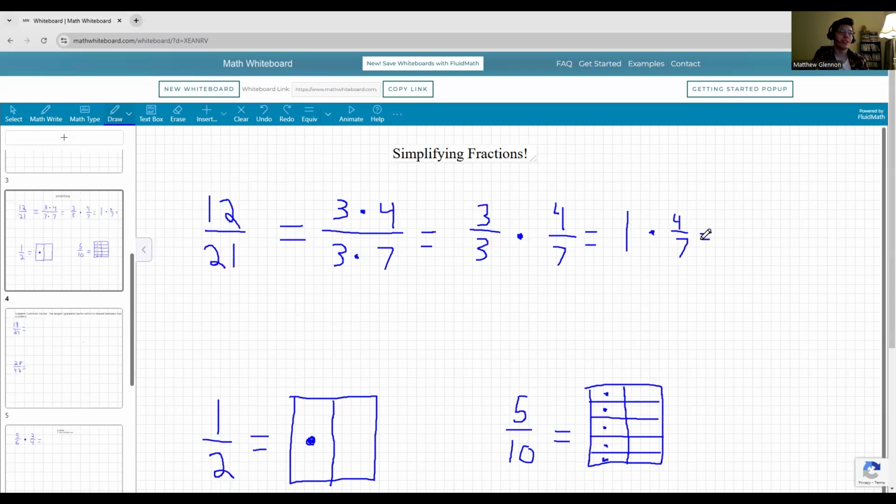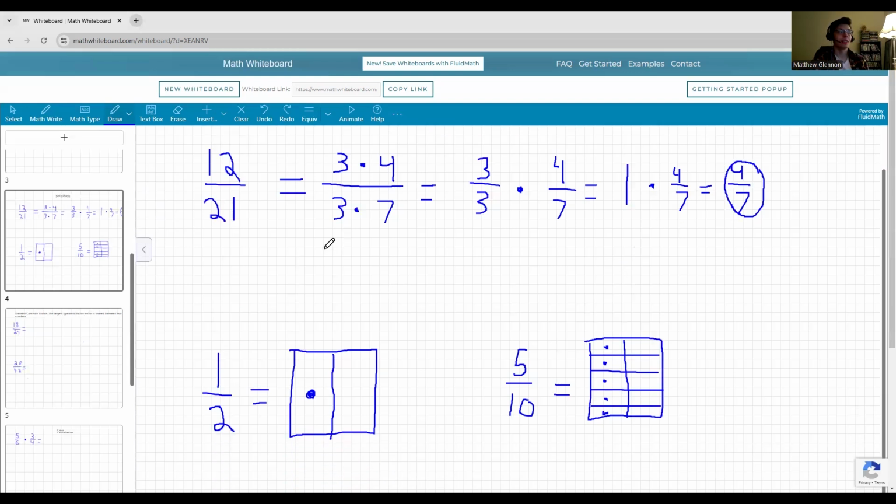And last but not least, we know that any number times 1 is just itself. And as such, we have 4/7. Now, if you compare this to the beginning, 12/21, this is the exact same number. However, 4/7 is what we would call the reduced form or the simplified form, which is what you would want to submit or work with if given the chance. Now, with that said, let's say you've been doing cancellations and simplifying for a while now.